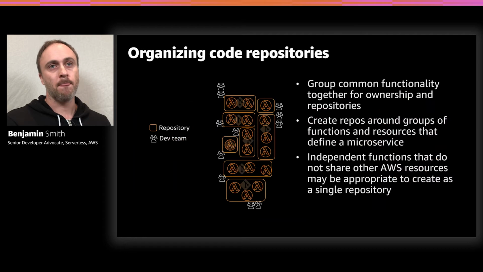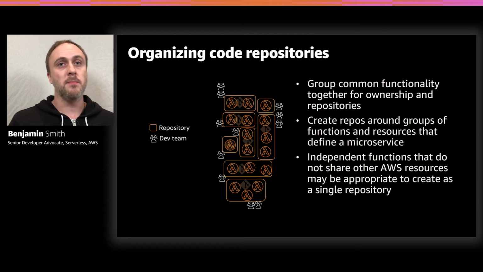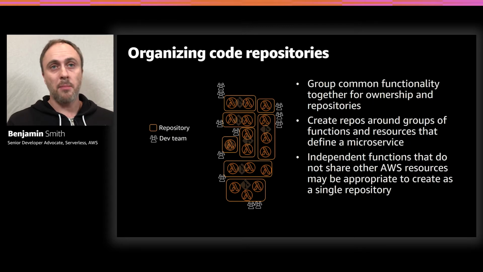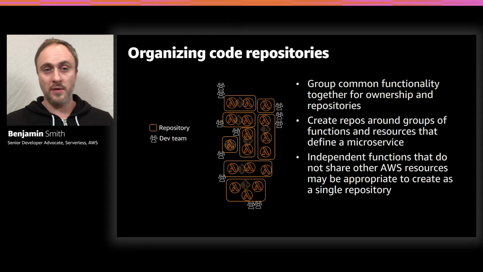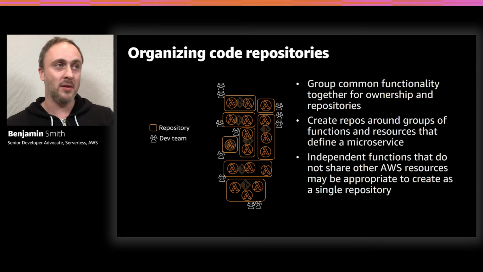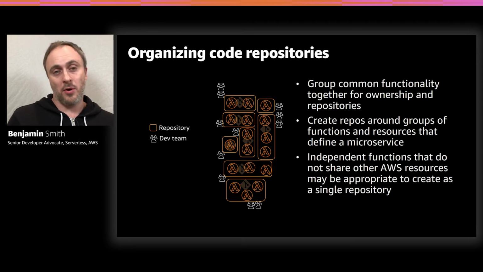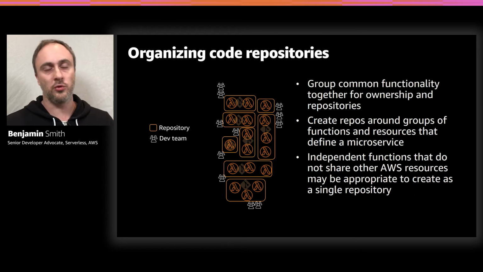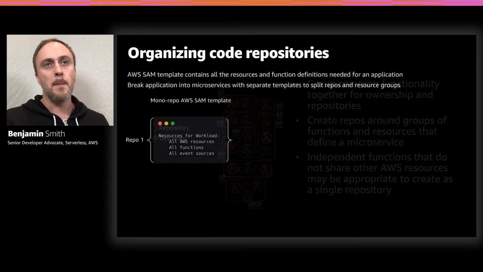Once you've created these building blocks or microservices, you have formed natural boundaries to group or identify the development responsibilities. You can now build repositories based on these ownership boundaries and assign these to your development teams. For functions that are entirely independent and don't share any other AWS resources, it might be appropriate to create that as a single repository. That could be a helper function or simple event processing code.